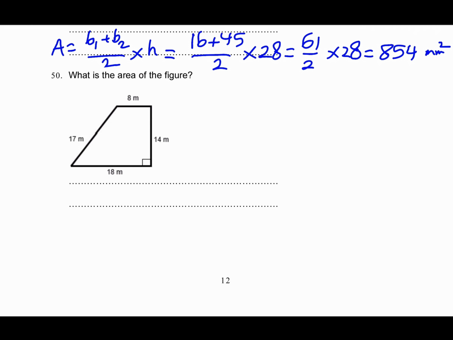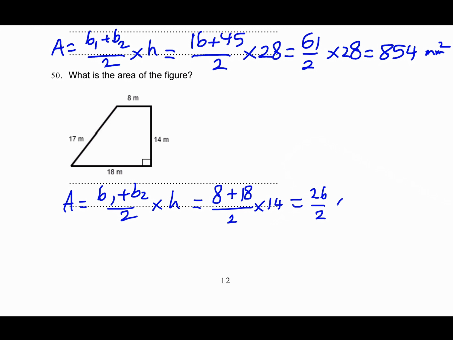Next question. What is the area of the figure? This is also a trapezoid. Area of trapezoid equals the sum of two parallel bases divided by 2 multiplied by height. So it's 8 plus 18 divided by 2 multiplied by 14 equals 26 divided by 2 multiplied by 14 equals 13 times 14 equals 182 square meter.